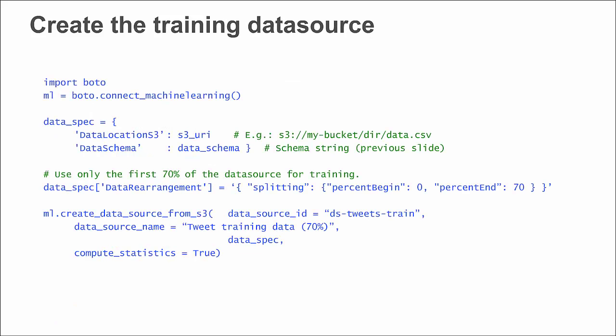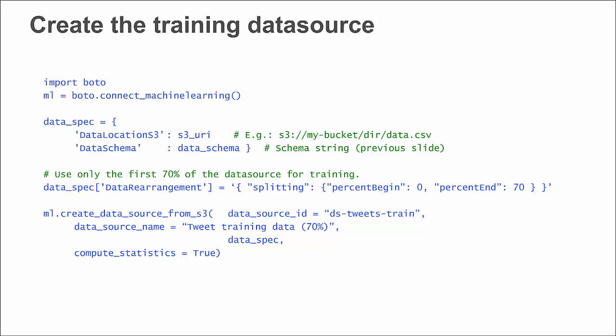Once we have that string, now it's just one API call to create our training data source. We start by making a data spec structure, which has a pointer to our data location in S3, and it has our data schema, which we just saw in the previous slide. And then we instruct Amazon Machine Learning to go and retrieve the data stored in the S3 location we specified above, and only take the first 70% of the data and use it for training.